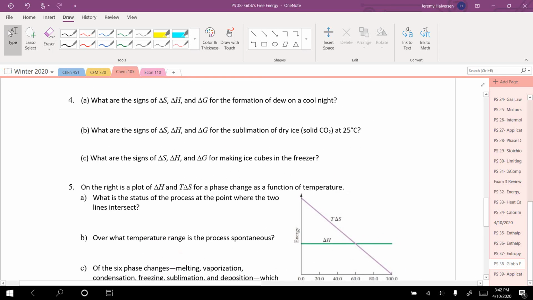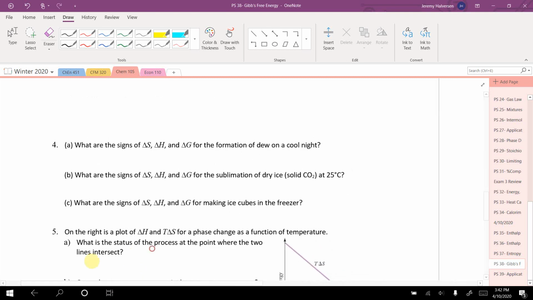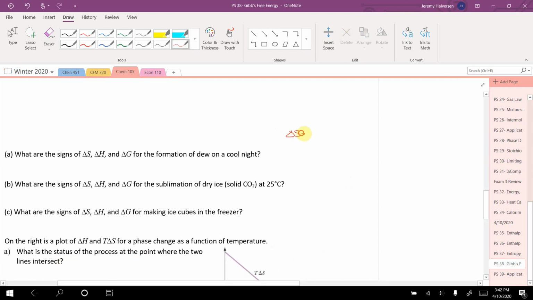All right, what are the signs of delta S, delta H, and delta G for the formation of dew on a cold night? Let's talk about what each of these tell us. Delta S says if things are getting ordered or not. Let's say, I'm going to say disordered. Delta H tells us if things are endothermic or exothermic. And delta G tells us if things are spontaneous. So these are really the questions we're asking.